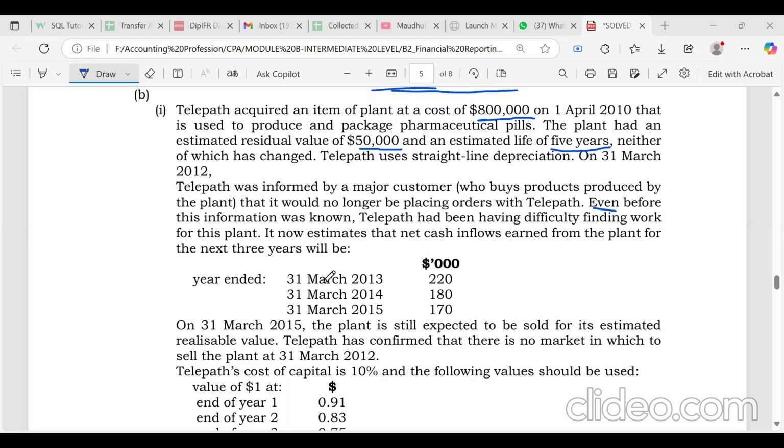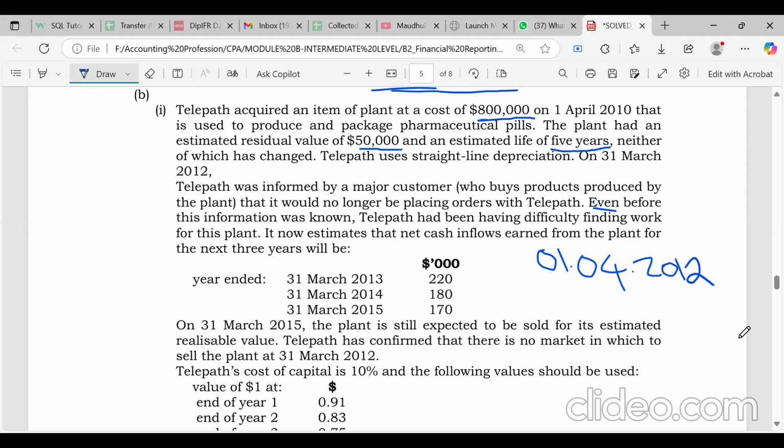So on 1st March 2013, for the next 3 years, it means today is what date? If this is the first year, it means now it is 1st April 2012, right? Because this is 1st March 2013. So the moment we are speaking, the year has ended, 1st April 2012. This is the important point you should know.